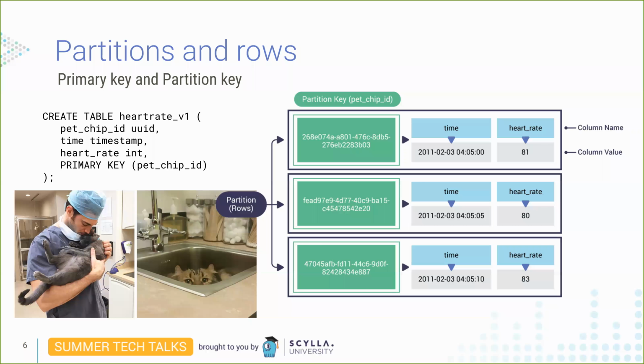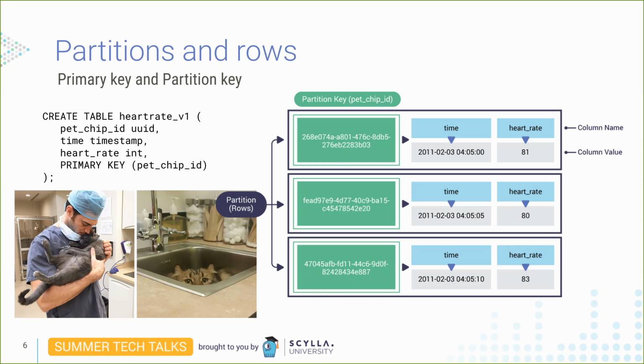So for our example today, imagine that we work for a pet clinic and we created a table called heart rate. This table has a pet chip ID column, a time column, a heart rate column, and we set the primary key to pet chip ID. So the table is responsible for holding heart rate data for our pet patients, and imagine that we get a new reading every 5 seconds.